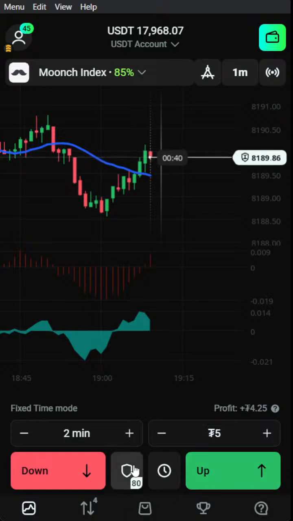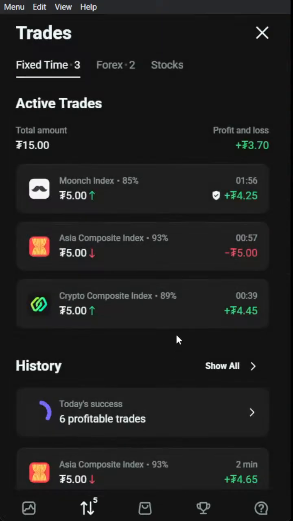Okay, Moonch index has a signal, but again I doubt, because ROC 14 is confirming, not the ROC 7. Let us see how that one goes. Right now there are 3 active trades, and if you see, 3 of them are positive. Only the middle one, the Asia composite one, is fluctuating a lot.